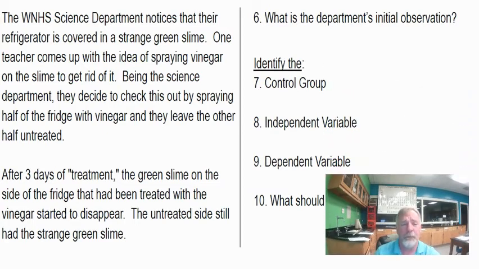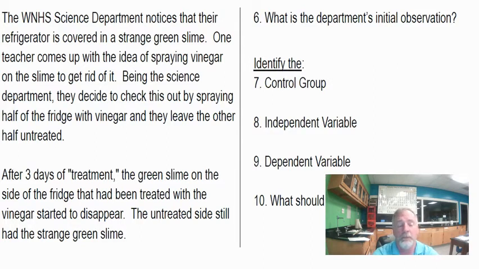Let's do another example. What is the department's initial observation? So this is going to be the beginning of our question here. So let's look at our statement. The Westerville North Science Department notices that the refrigerator is covered in a strange green slime. One teacher comes up with the idea of spraying vinegar on the slime to get rid of it. Yeah, it seems like a reasonable idea.